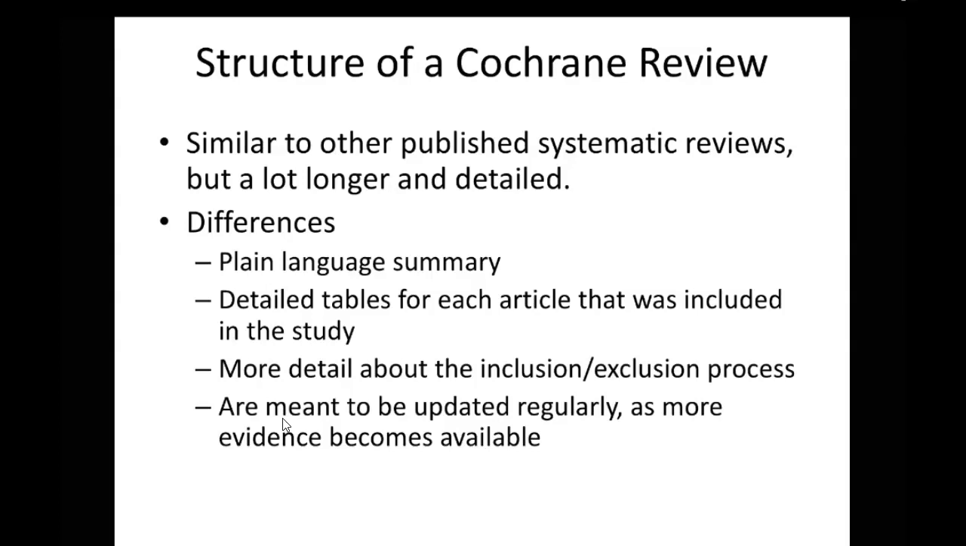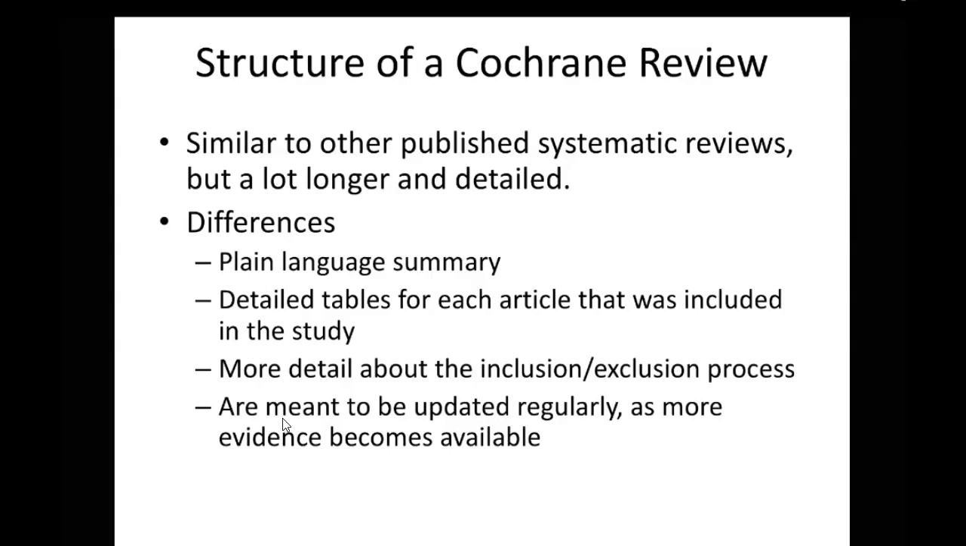Cochrane Reviews also include detailed tables for each article that was included in the study, not just for a summary. You see that very frequently in published systematic reviews, sort of a summary table of all the different studies. And of course, with the meta-analysis, you might see the forest plots for that too. But Cochrane Reviews also provide a table for each article, not just for the entirety of the articles included in the review. Cochrane Reviews tend to also include more detail about the inclusion-exclusion process, including lists of articles that were included and excluded. So that's always kind of interesting to look at.